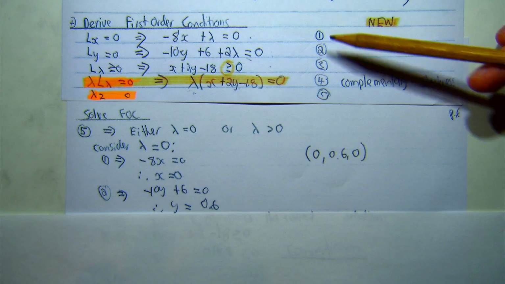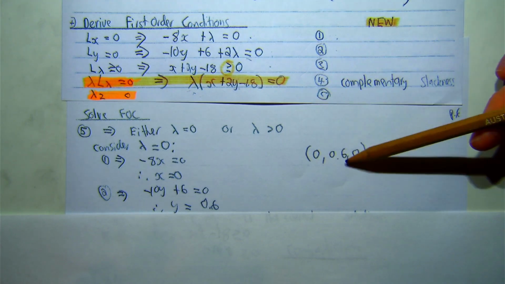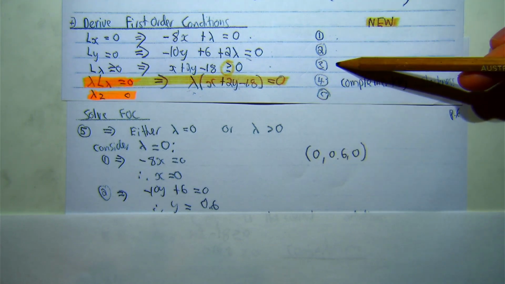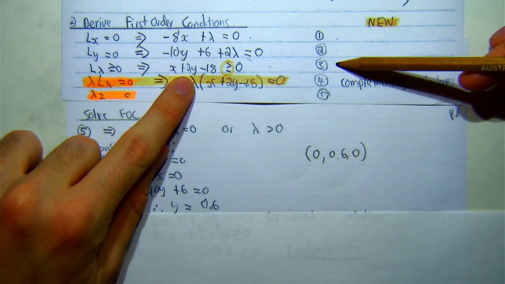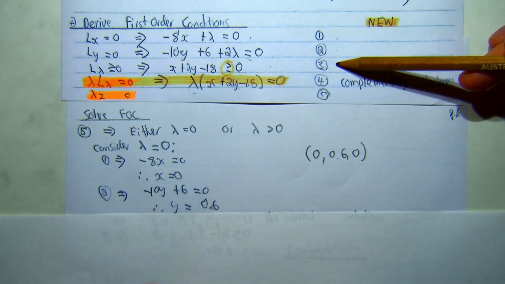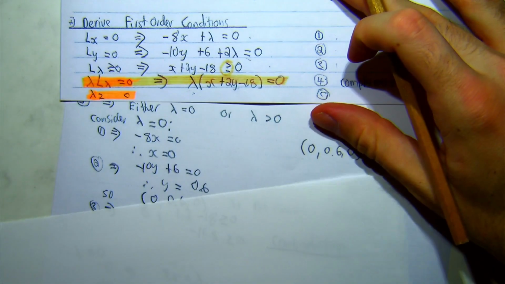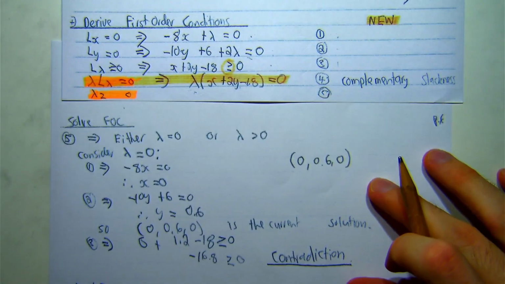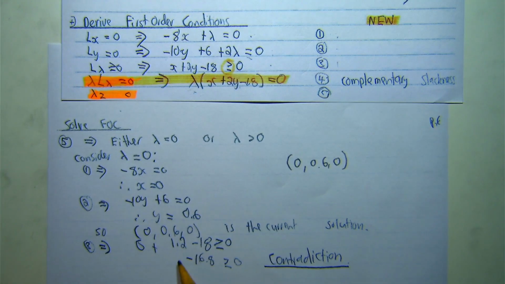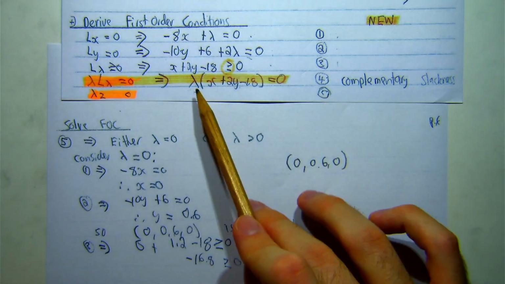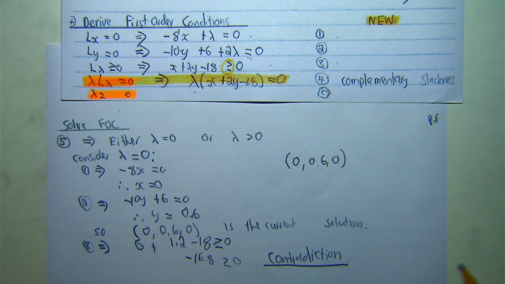Well, 1 is true, that's how we worked out x. 2 is true, that's how we worked out y. What about 3? 0 plus 2y minus 18. No, that's just not true. That's not greater or equal to 0. So that's what is going to be said below. Here, if we look at 3, we do not have this inequality holding. Therefore, we have a contradiction, and therefore we reject this, that lambda is equal to 0.